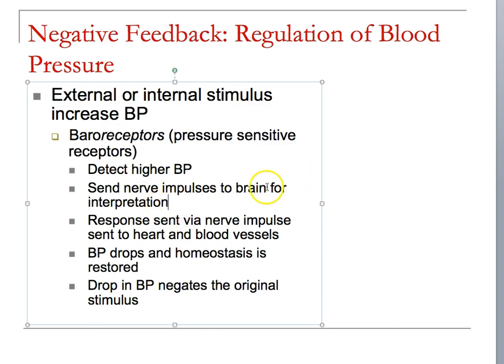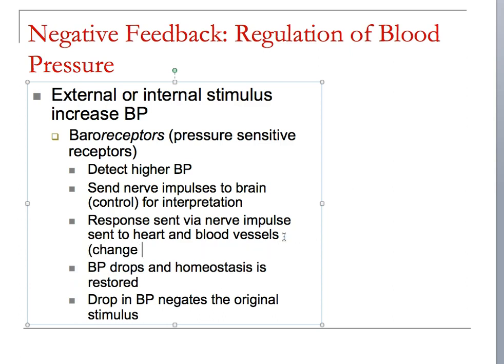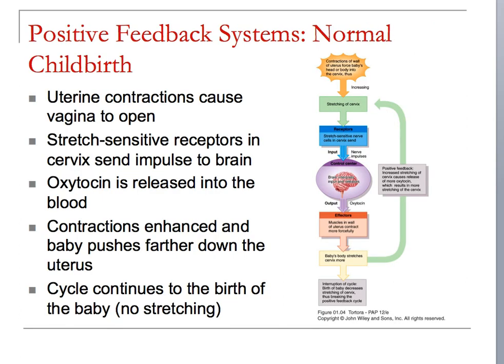And the brain, of course, is the control center. And that control center is now going to send something to the heart and blood vessels to say, look, we need to chill out, so lower. There's the change in effector function. Cool. Okay, so that's pretty good. And you can see here the positive feedback system. We'll go over that one inside class.